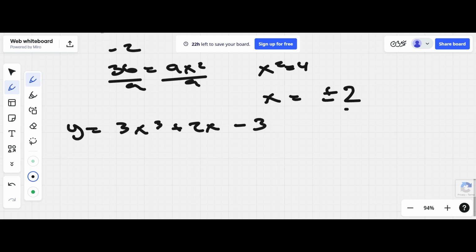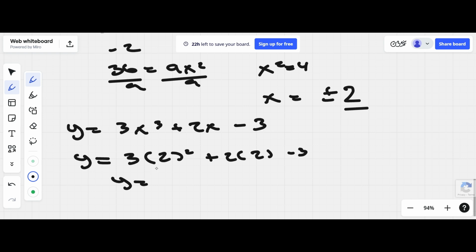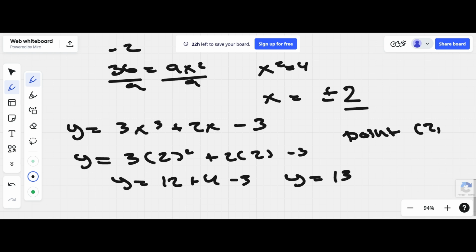Now, we just substitute this 2 into there. So y equals 3 times... let's take the positive one first. 2 squared plus 2 times 2 minus 3. y equals 4 times 3, 12, plus 4 minus 3. y equals 13. So our first point is (2, 13).